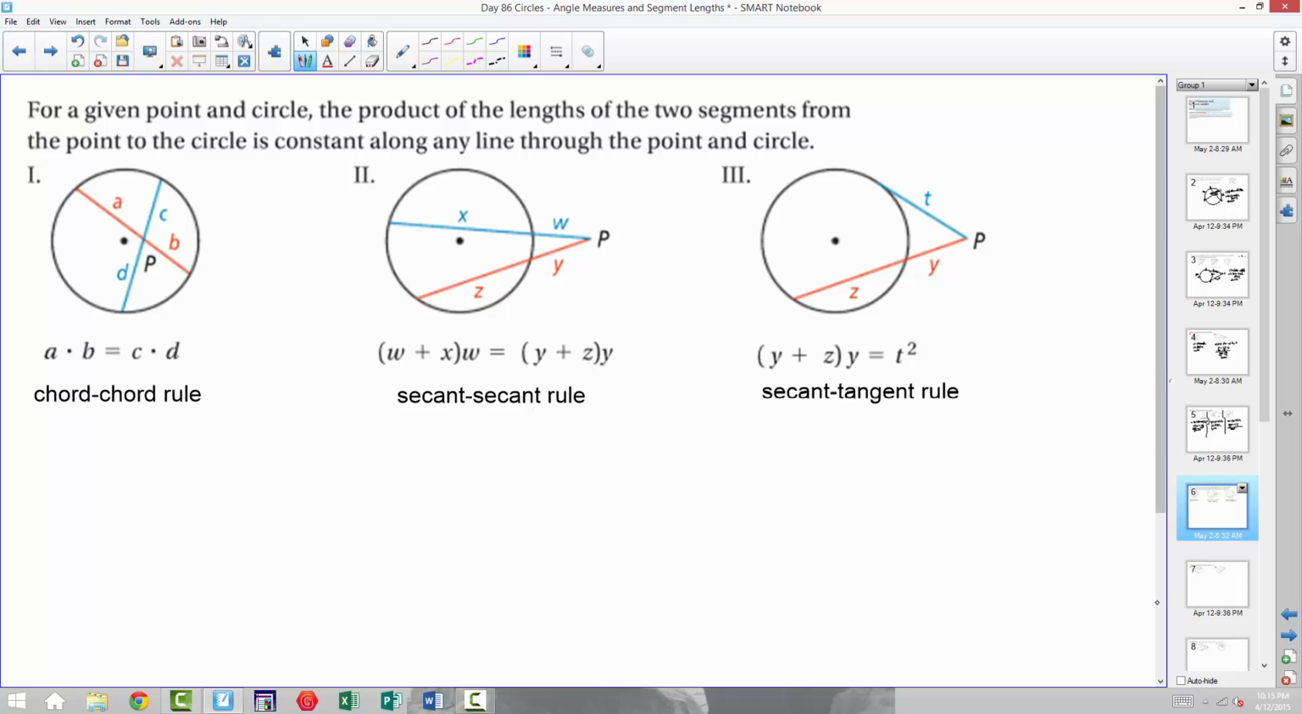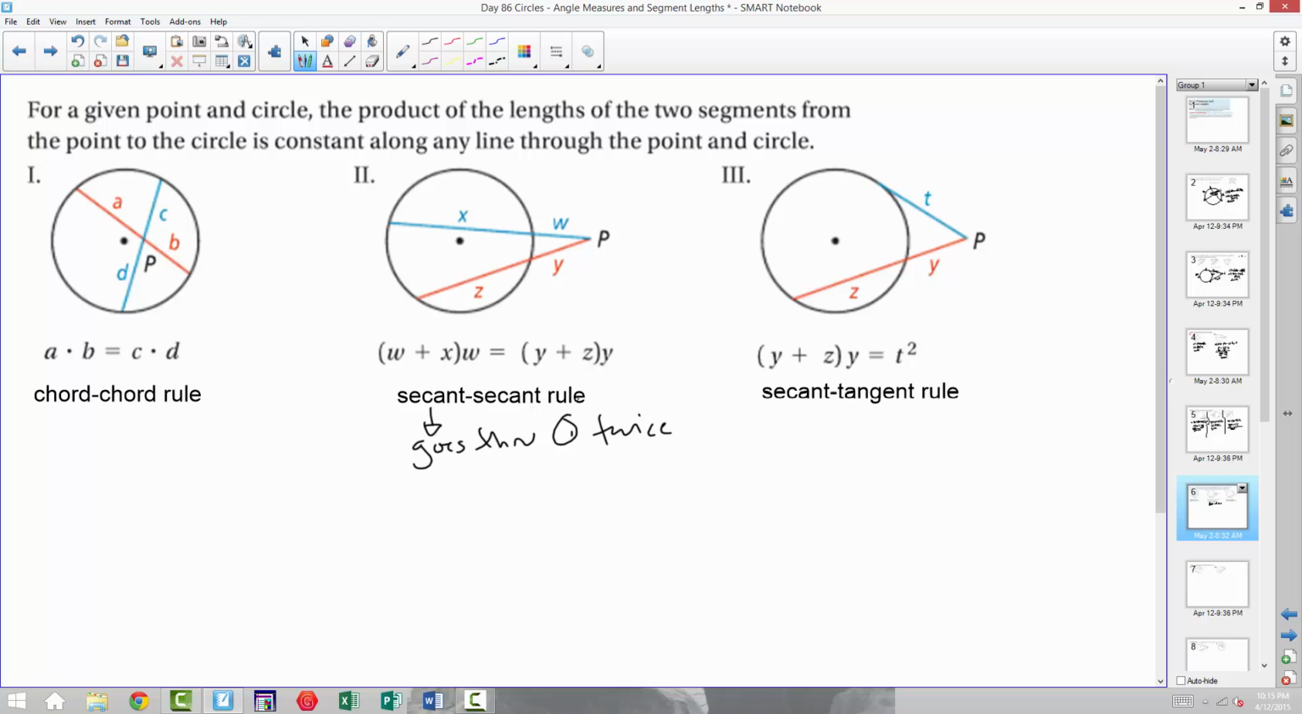You can also find segment lengths with a circle. So you have your chord rule, secant rule, and a secant tangent rule. A secant line goes through the circle twice, whereas a tangent line, again, touches the circle once. So you have a chord rule, so two chords on the inside of a circle that intersect not on the center of a circle. You can find the lengths by taking the product of the segments from the intersection point. So C times D is going to equal A times B.